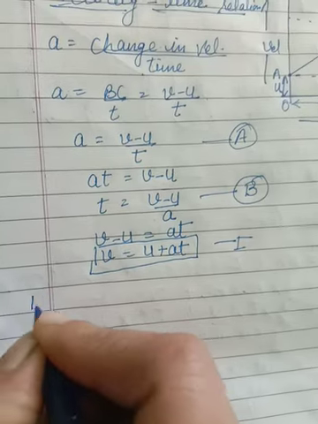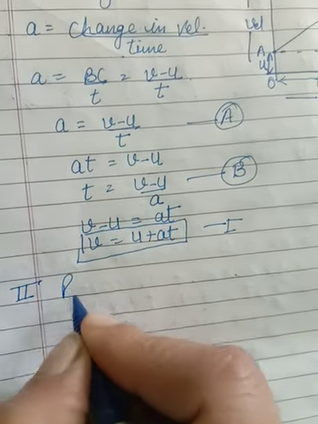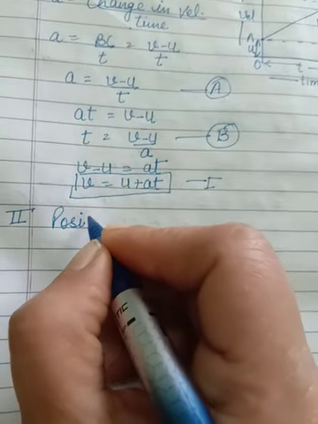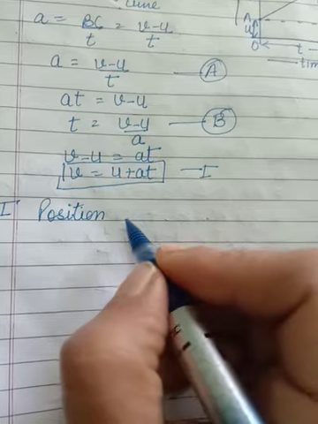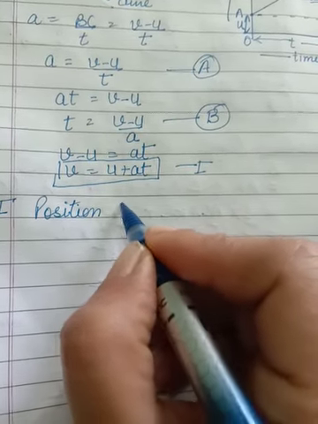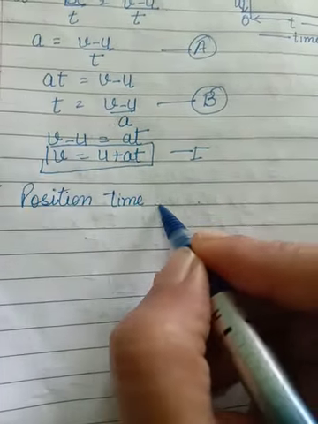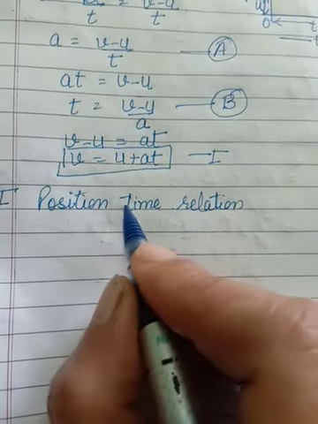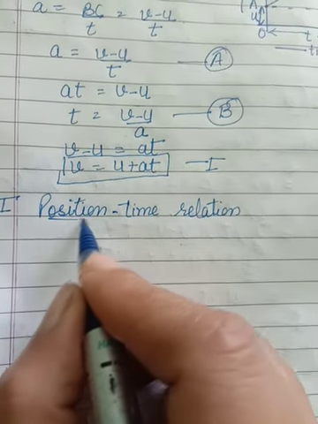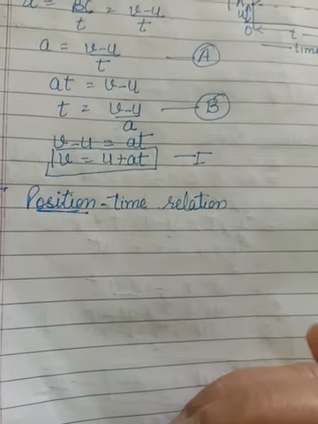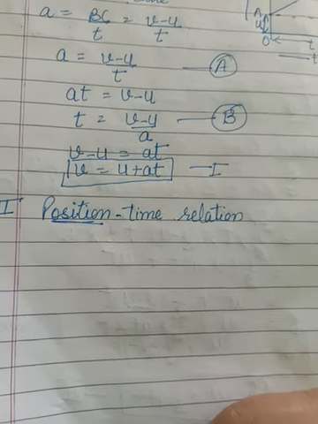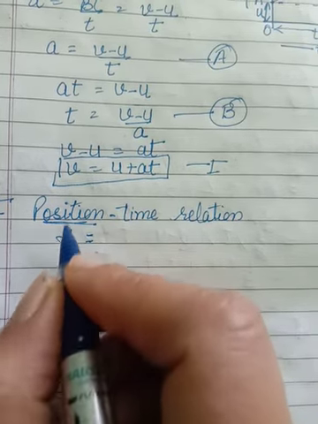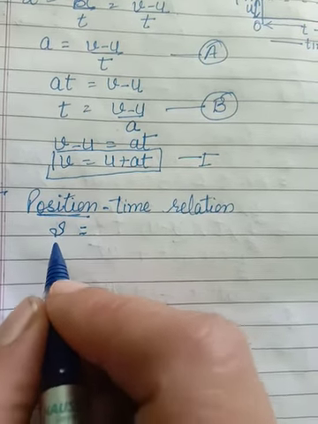Now moving towards the second equation of motion, which is called the position time relation. Now we are going to find the position time relation, and for position basically what we are getting is displacement. Let us denote displacement with s. So dear children, don't get confused, s is not speed but s is displacement.